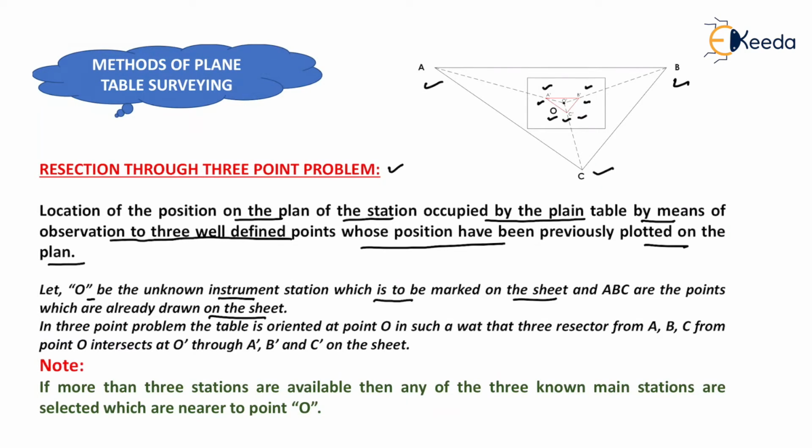Now in this way we can determine the unknown station that will lie in between the stations A, B and C. Now one note is there that if more than 3 stations are available, then any 3 known stations are selected which are nearer to point O. It means that we have to select any 3 stations which are near to the station O.